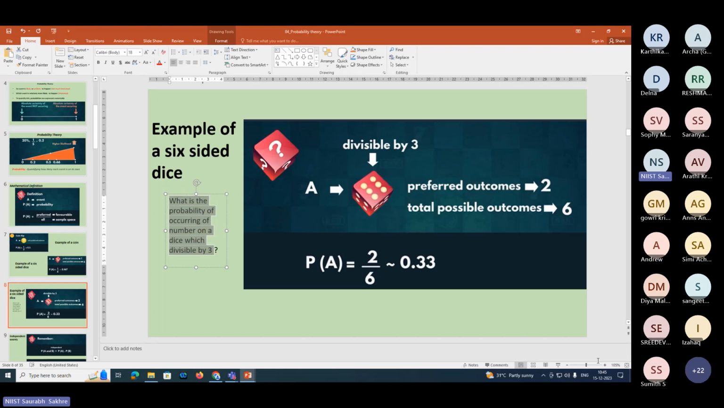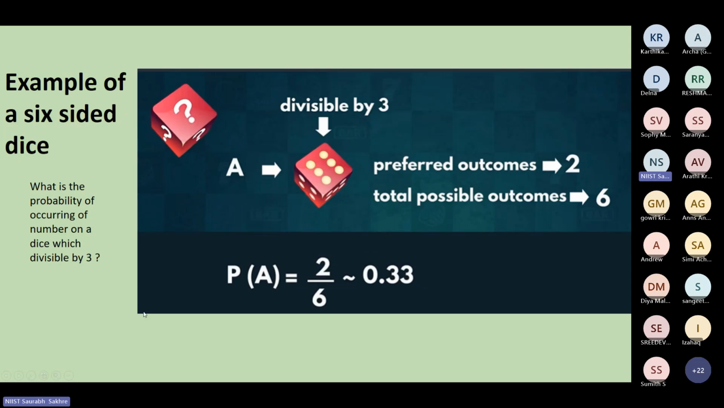So in that case, what will be my total number of outcomes? Of course, two, either 3 or 6, and total possible outcomes are 6. So my probability will be 2 by 6, that is 0.33, because there are two favorable outcomes.